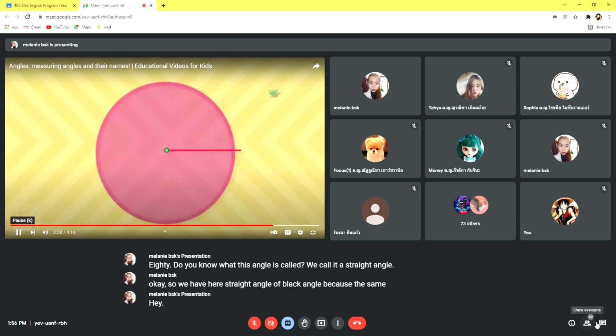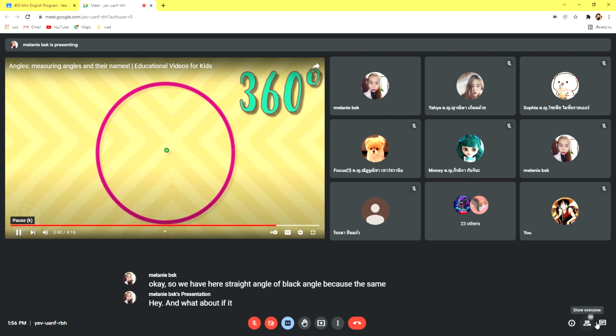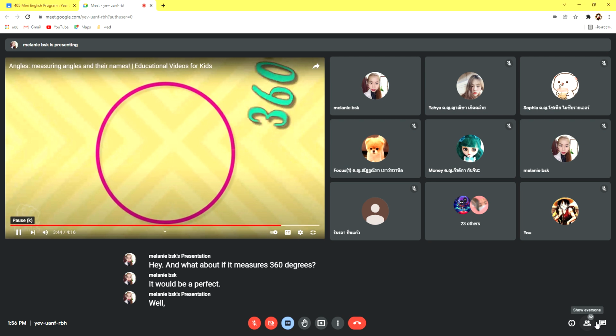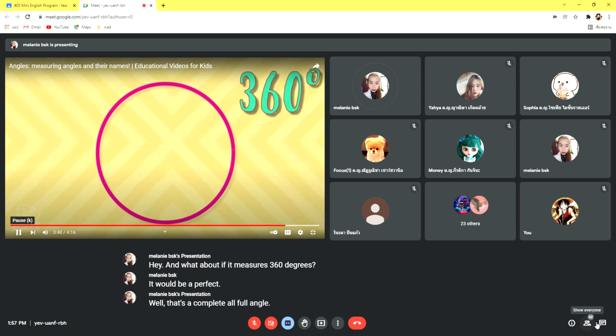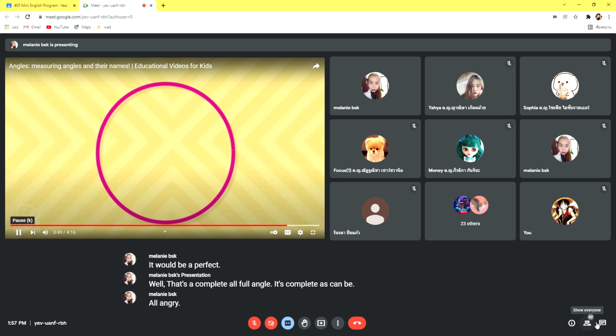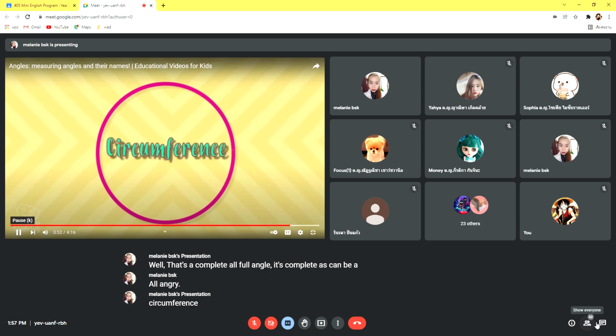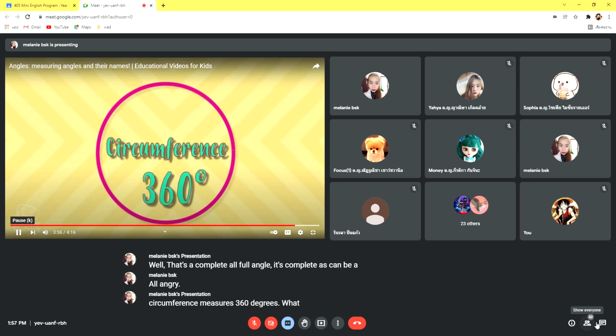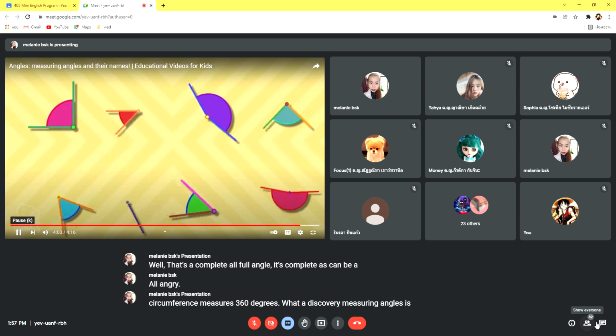Hey, and what about if it measures 360 degrees? It could be a perfect... Well, that's a complete or full angle. It's complete as can be. A circumference measures 360 degrees. What a discovery! Measuring angles is easy peasy.